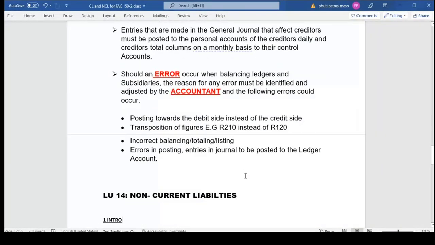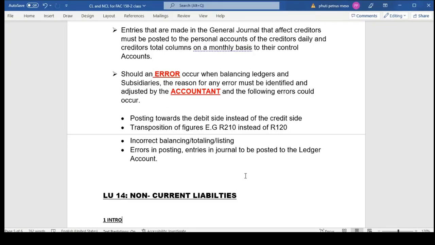So entries that are made in the general journal that affect the creditors must be posted to personal accounts of the creditors daily and the creditors total column on a monthly basis to their control accounts. Should an error occur when balancing the ledger and subsidiaries, the reason for any error must be identified and adjusted by the accountant, and the following errors could occur. Posting towards the debit side instead of the credit side, highly possible. That could be one of the errors that could happen.